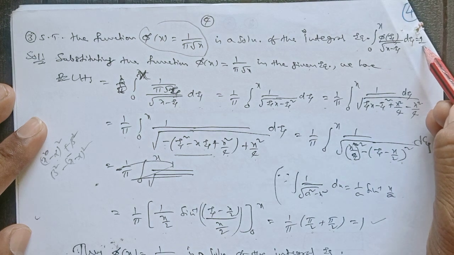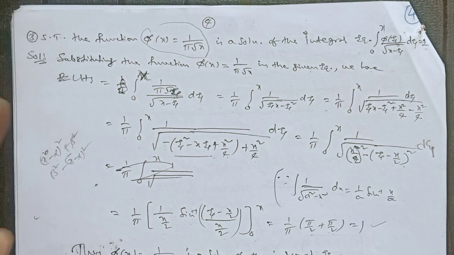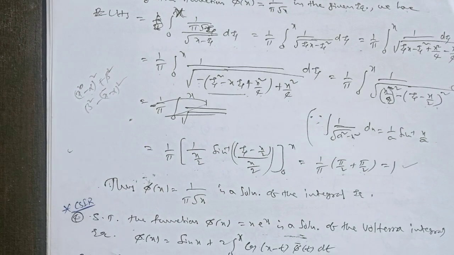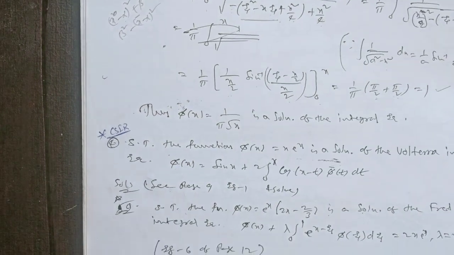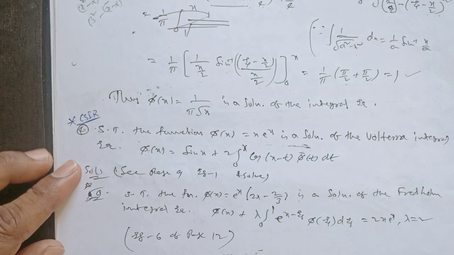Then what is in the RHS? 1. Therefore the left hand side is equal to the right hand side. LHS is equal to RHS. Then phi of x is equal to 1/pi root x is a suitable, correct solution for the given Volterra integral equation. You may try to solve this problem. It is in the textbook, and it was also a CSIR question previously.